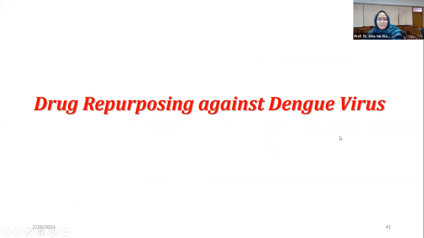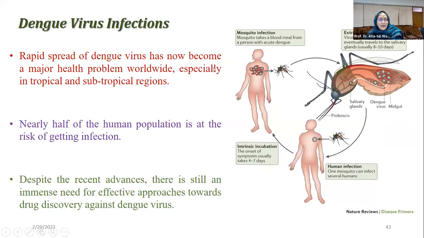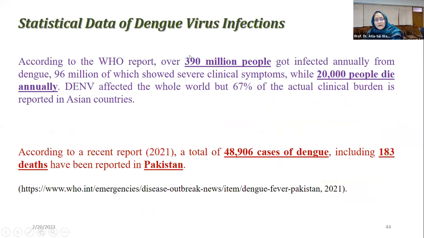Another protein that we have used for drug repurposing is NS5 of dengue virus. We know that dengue virus is very common in developing countries, including Pakistan, and it also carries a lot of risk of human death. According to the WHO, over 390 million people get infected annually, 96 million people show severe clinical symptoms, and more than 20,000 people die annually.